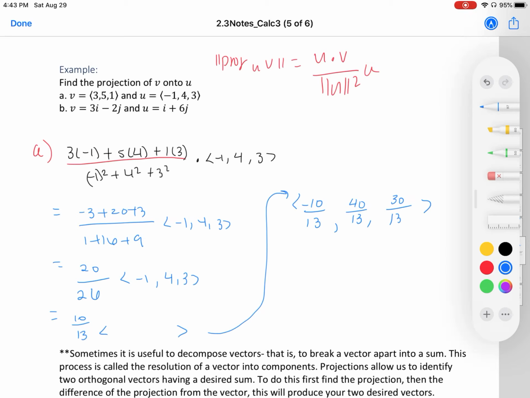I trust you can go ahead and do B on your own. All of these questions are straight from your textbook, so if you want to actually see B, just see your text. You can see it done.